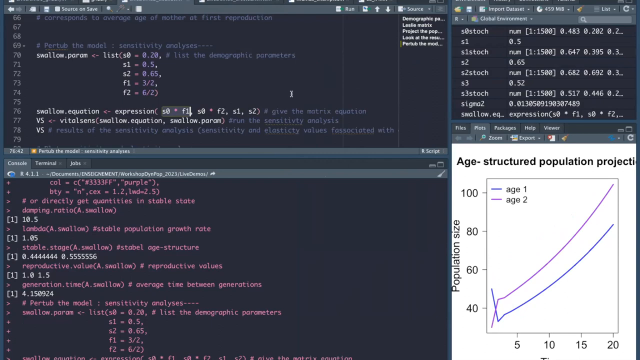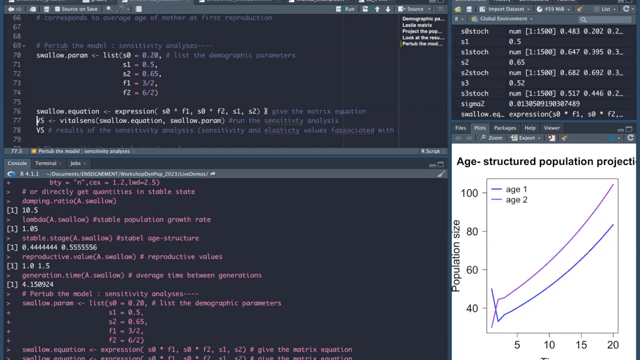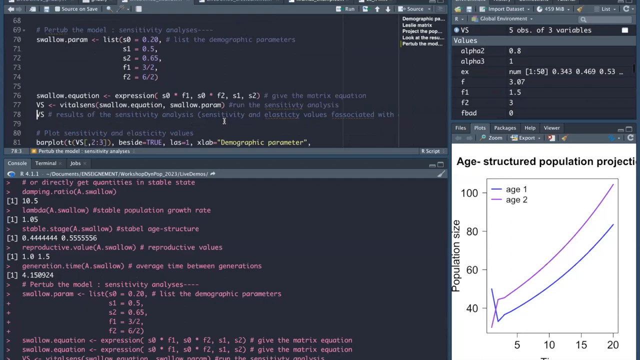Like for example, here, the first year survival times number of females produced by a female. If you want to know the sensitivity of growth rate to these two parameters, you need to have a step where you decompose the different demographic parameters and the expression, the formula in the Leslie matrix. Otherwise, you would just use the Leslie matrix if it was just one single parameter per cell. Okay, so to run the sensitivity analysis, the function is vital sense. Just run it and look at the results.